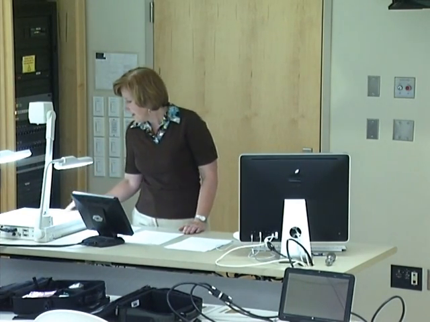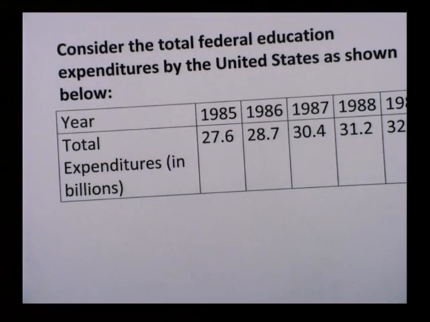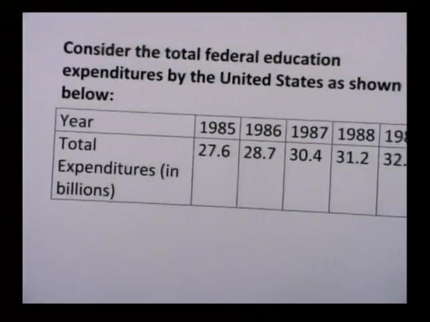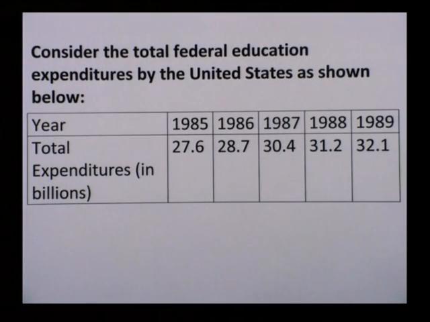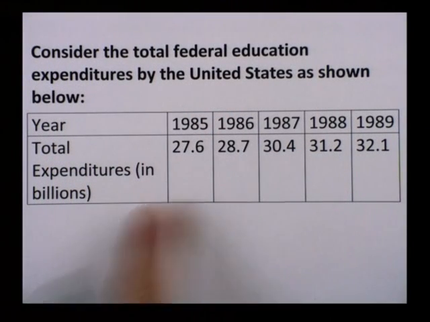So let's take a look at the total federal education expenditures by the United States from 1985 to 1989. All right, first thing I want you to do is pay attention to your x values. Are they increasing by the same amount every time? Well, the answer is probably yes. All right. If they are, then we can check those first differences to see whether or not this data set is linear. So at this time, if you would like to do it on your own, take a minute, stop the video, and calculate all of your first differences.